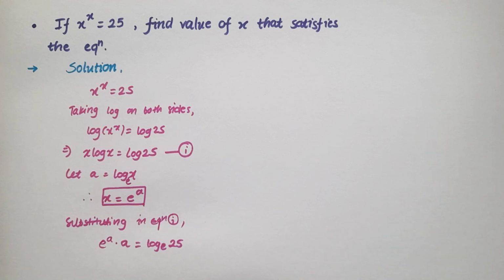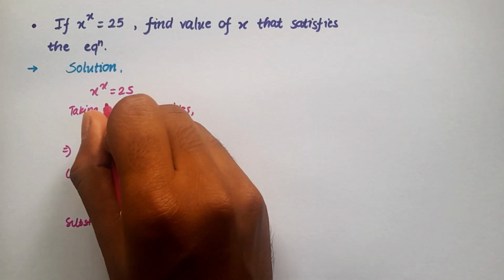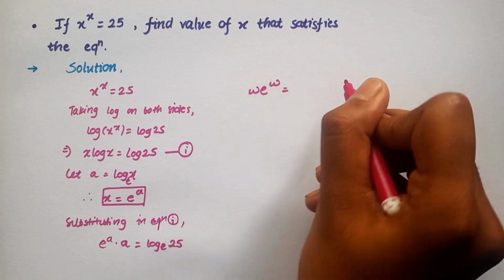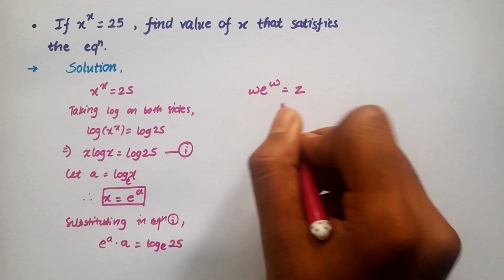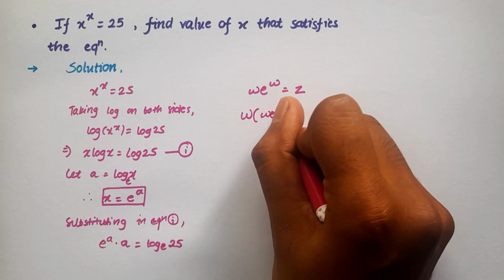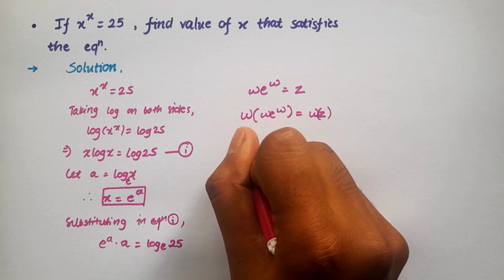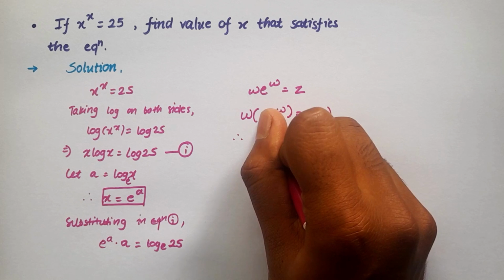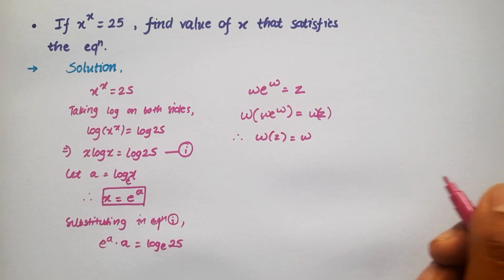What it says is, if I have an equation like this, and if I can write it in the form of w e to the w is equal to something, let's call that something z, and if I take the product log on both sides, I will have W of z is equal to w, because there is w here and w here. So the answer is going to be w. That's what it says.